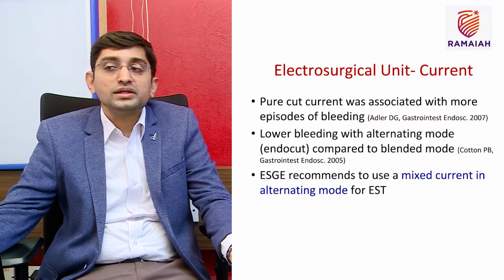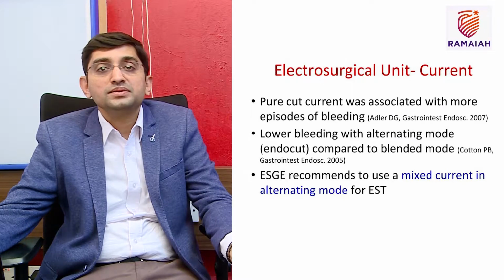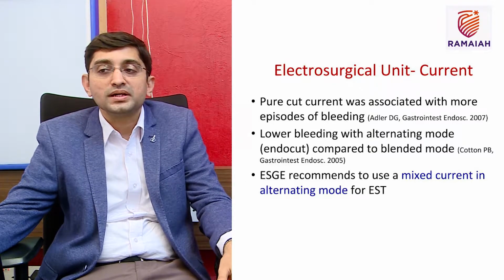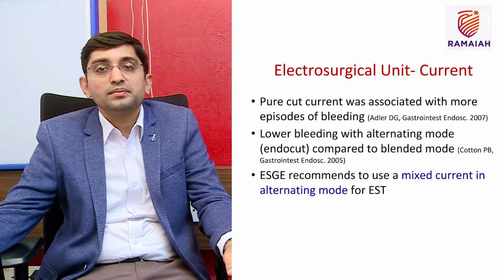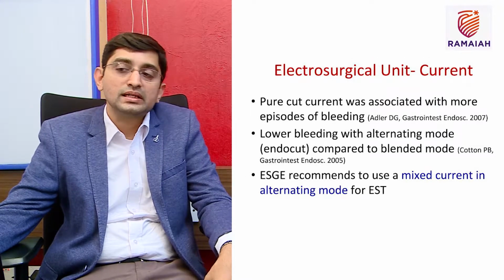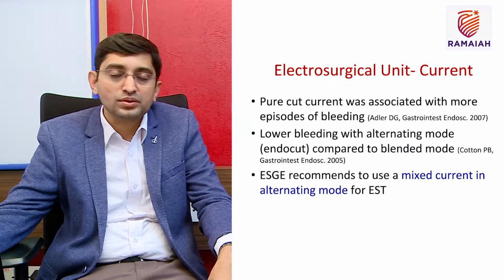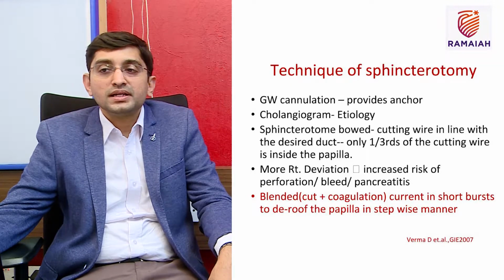The pure cut mode is associated with more episodes of bleeding and fewer episodes of pancreatitis, because there is no coagulating current that would cause sphincter spasm. There are lower bleeding episodes with alternating mode compared with blended mode. So ESGE always recommends that we use mixed current in alternating mode for endoscopic sphincterotomy. So what is the technique of sphincterotomy?